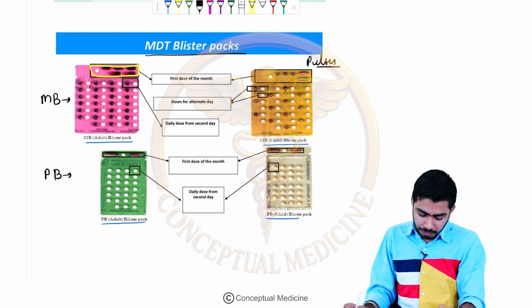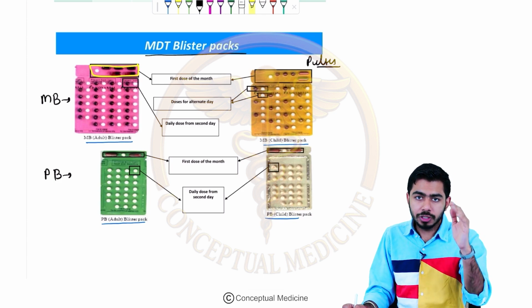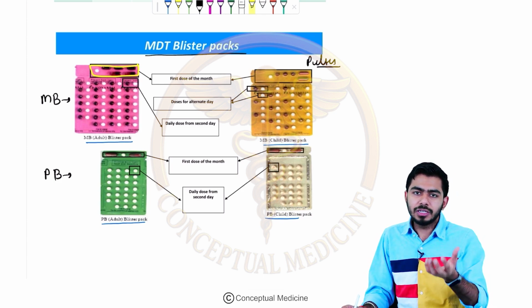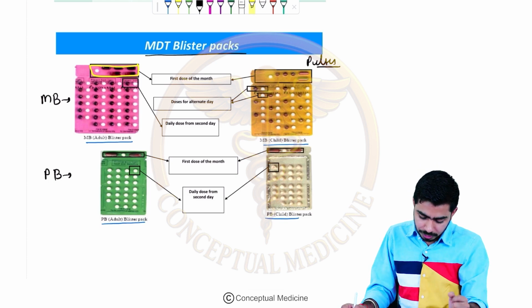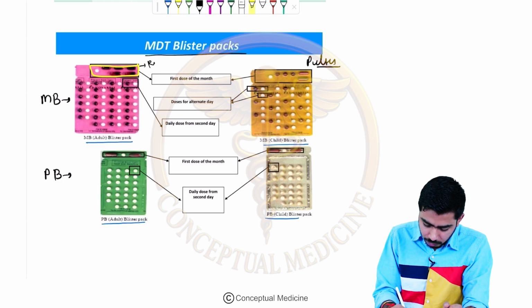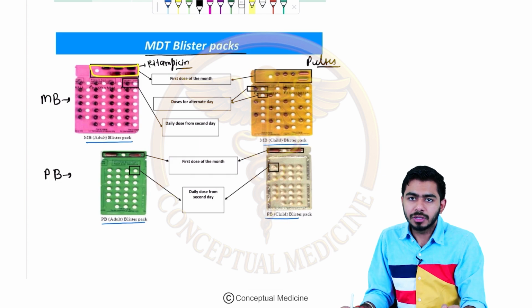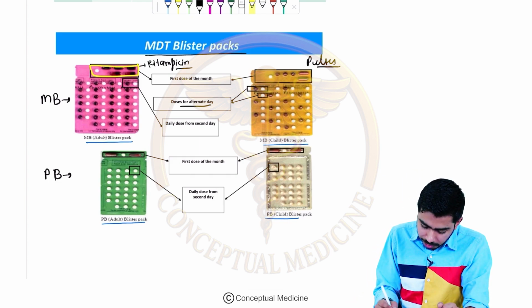Okay, so for the multibacillary, on the very first row there is the first dose of the month. Rifampicin, I told you, is taken monthly once, so Rifampicin will be present over here, because it is taken monthly. The first dose of the month will be taken over here. Then the doses for the alternate days are coming.